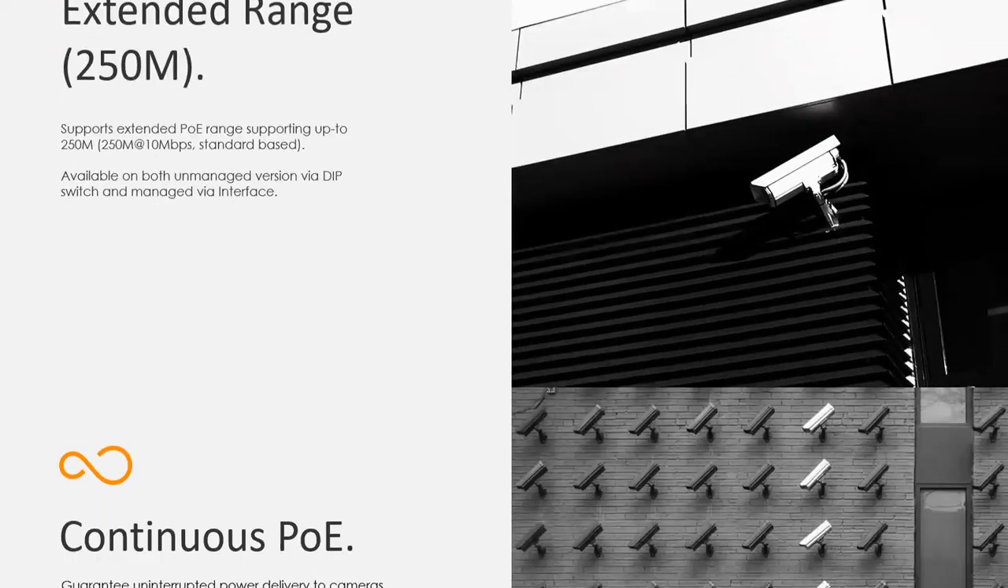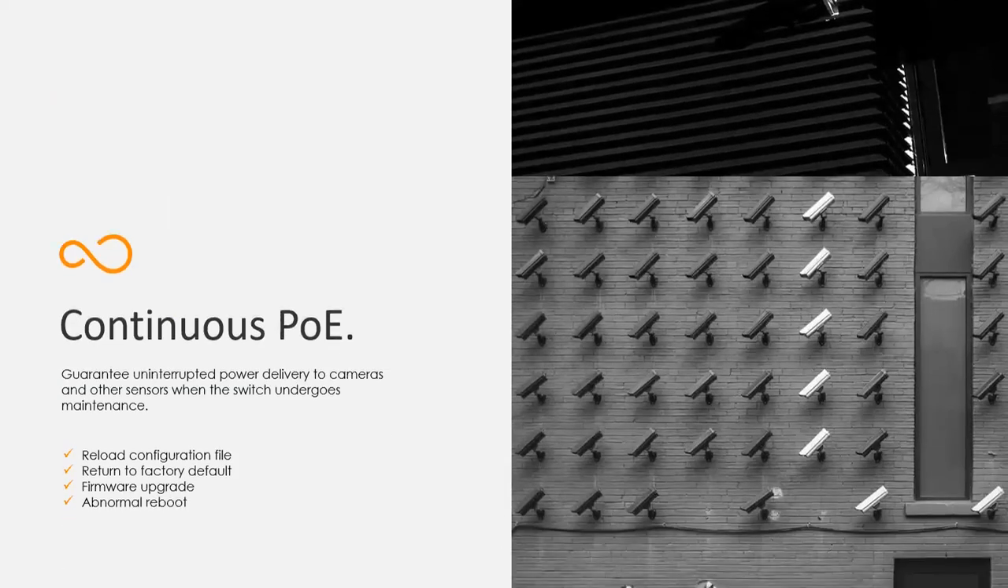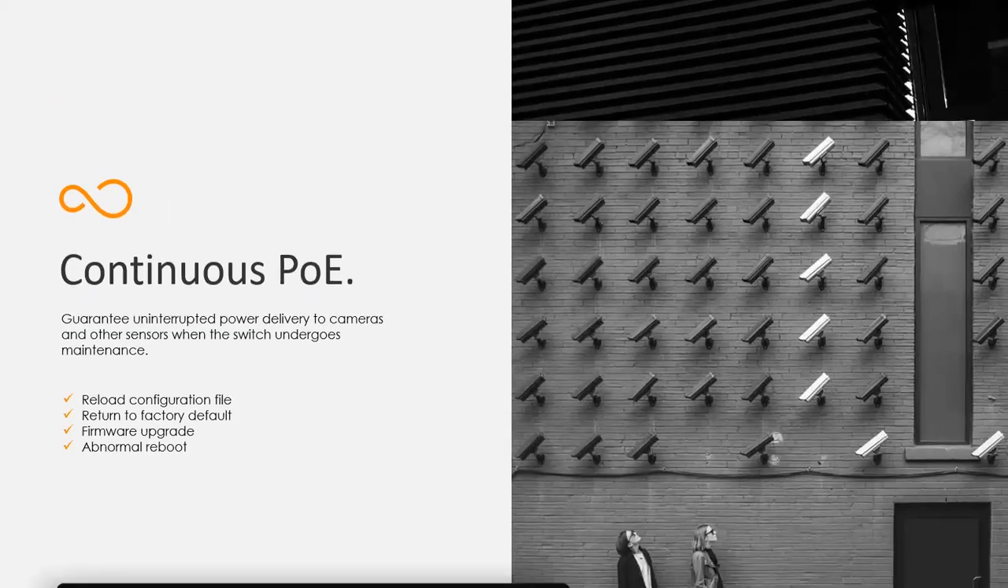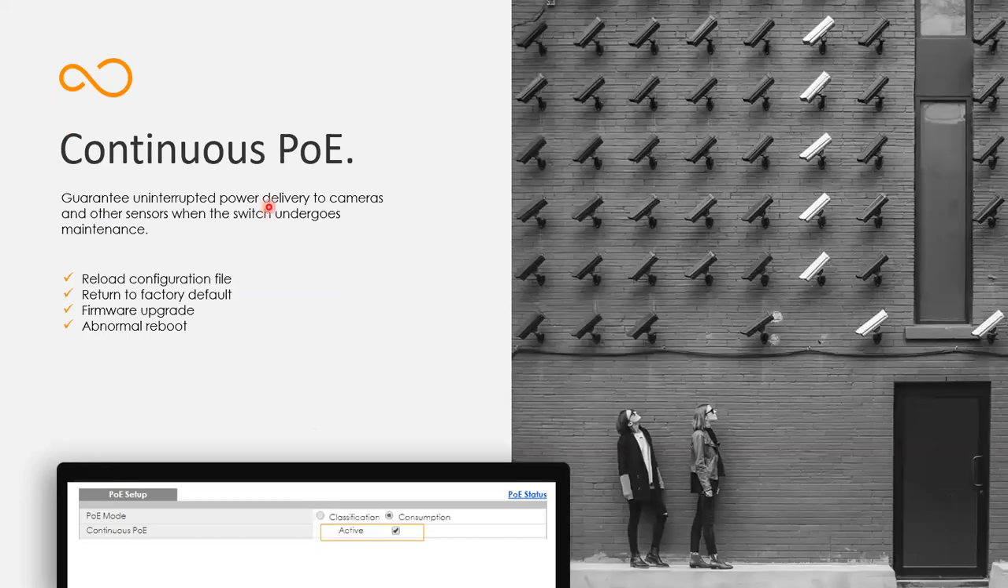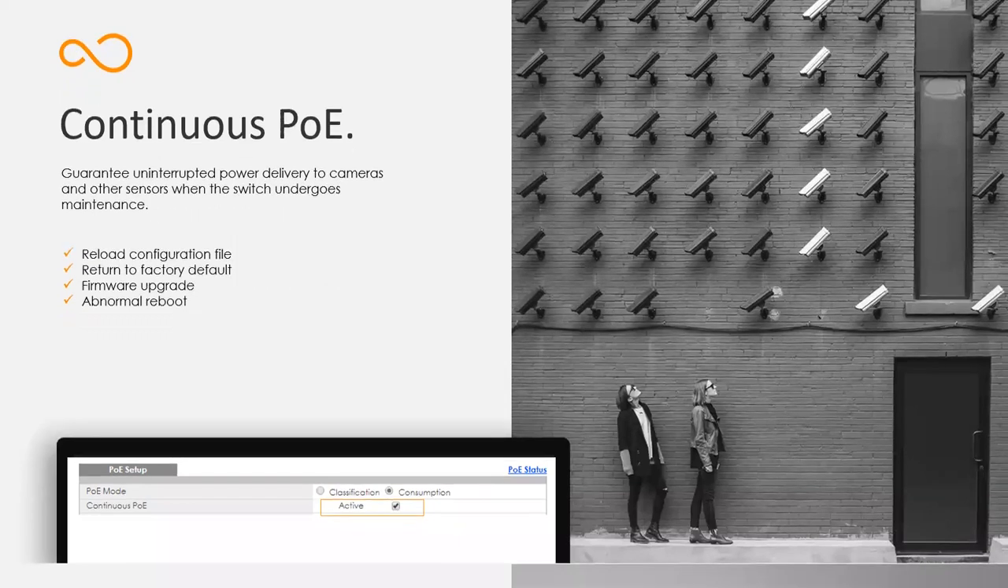We also have the ability to do continuous PoE. So if for some reason the switch needs to reboot or apply configuration changes, while the data connection may go down, it will continue to provide PoE to the connected devices, so those devices don't have to reboot. As soon as the data connection comes back online, those devices will be online, ready to go, instead of having to wait for them to boot up. And some of those cameras take a long time to boot up.